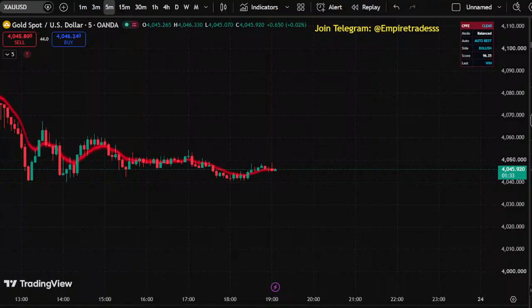Lastly, patience and discipline are essential in trend reversal trading. It's important to wait for clear signals and confirmation before acting. Prematurely entering a trade can lead to false signals and losses. Traders should also remain flexible and ready to adjust their strategies as new market information becomes available.